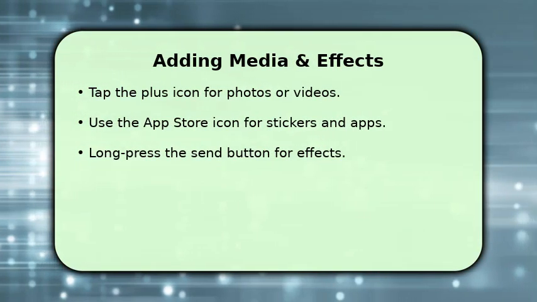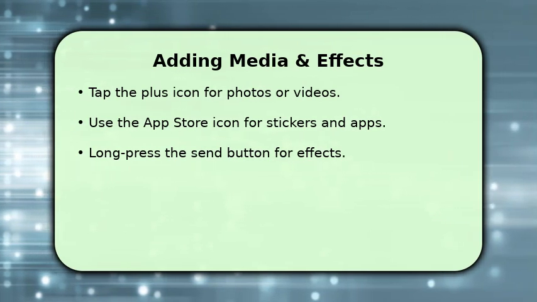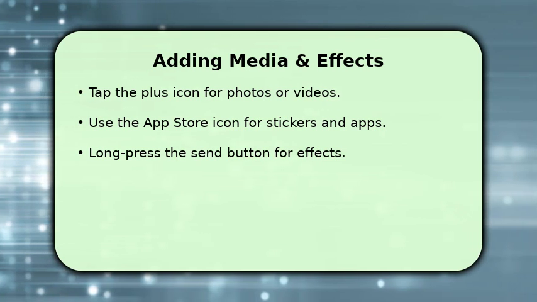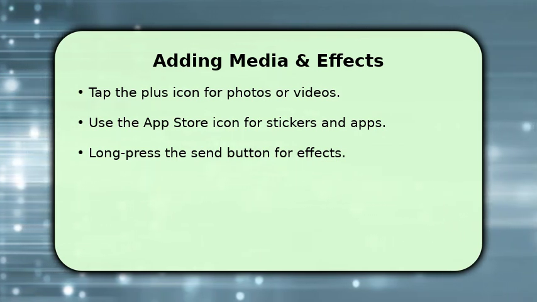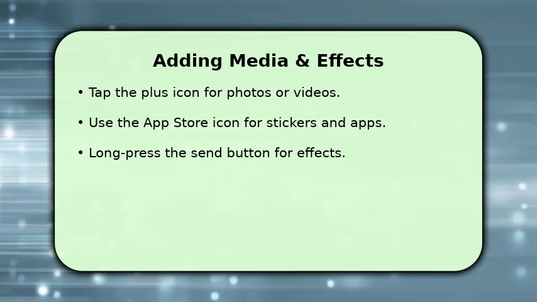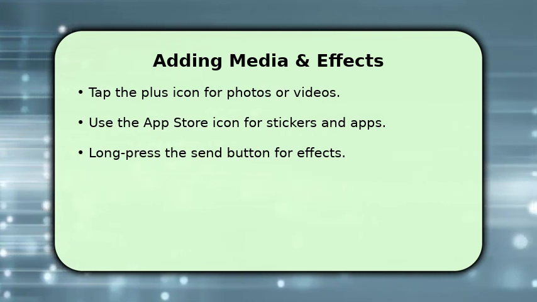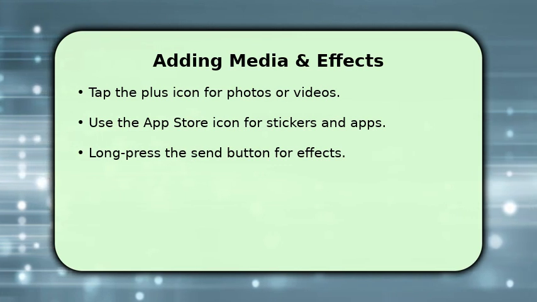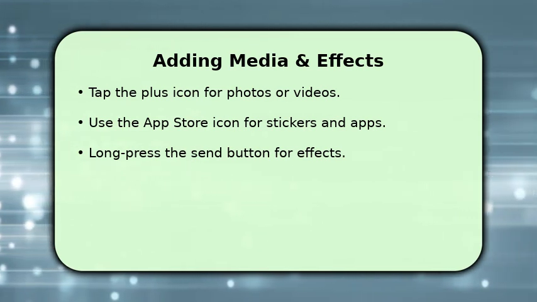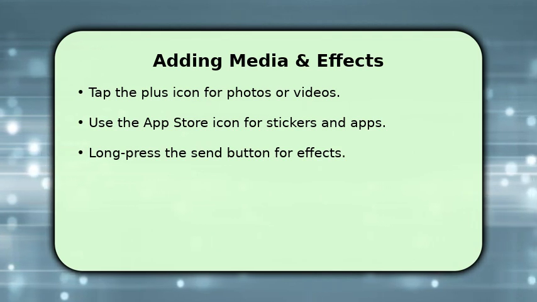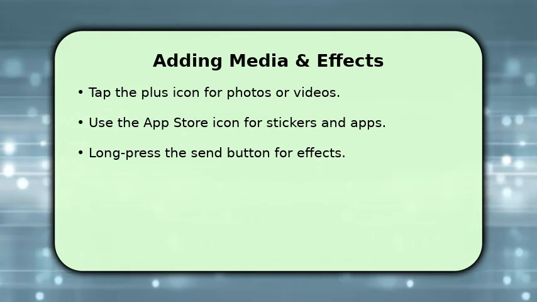iMessage offers fun ways to enhance your texts. Tap the plus icon next to the text field to add photos, videos, or even your location. You can also access iMessage apps for stickers and more. For special flair, type your message, then long press the blue send arrow to reveal bubble and screen effects. You can also react to messages by long pressing them and choosing a tapback.